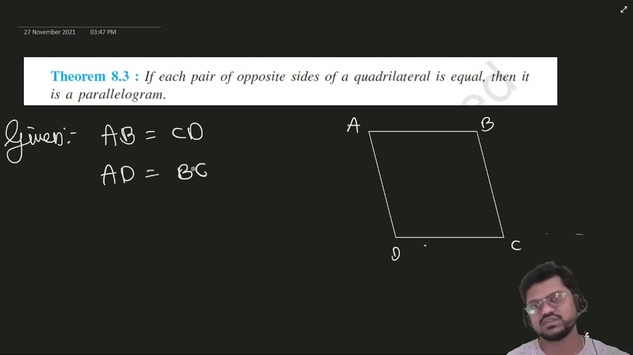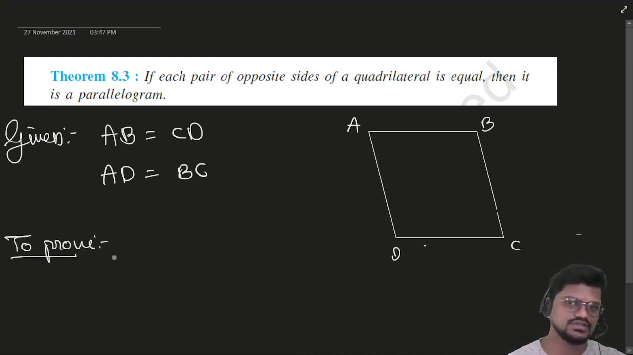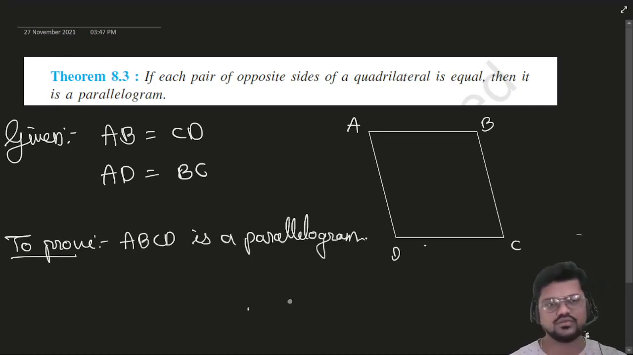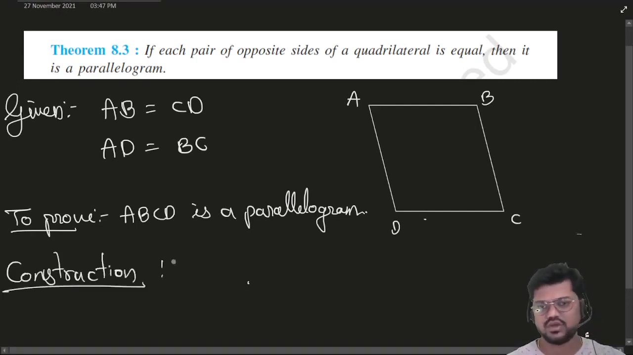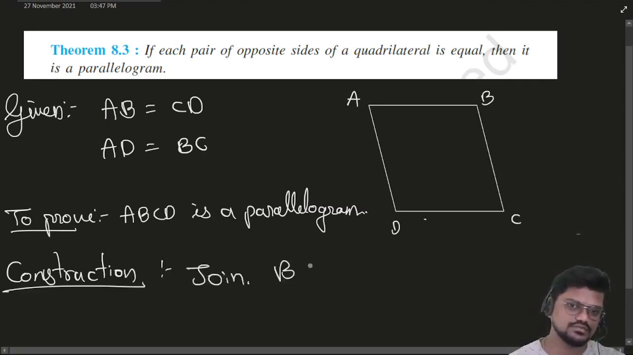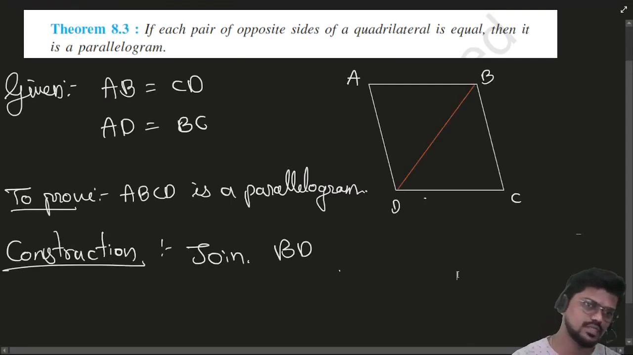Again, for this we will draw some construction. First, what you have to prove, then we'll do the construction. What is to prove? To prove: ABCD is a parallelogram. And now there will be some construction in this. What is that construction? You can draw any one diagonal, join, we can say join BD. So let's join this length BD. Is joining done? We have joined it.